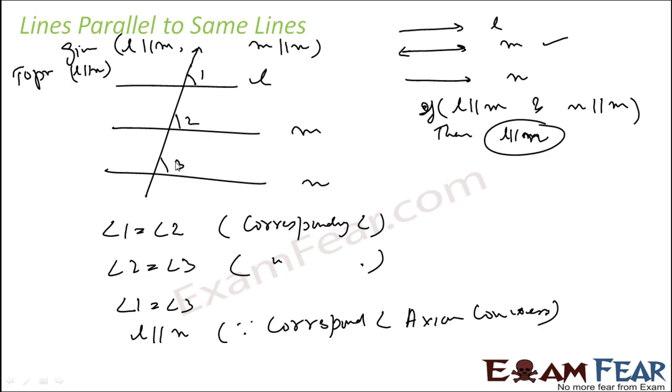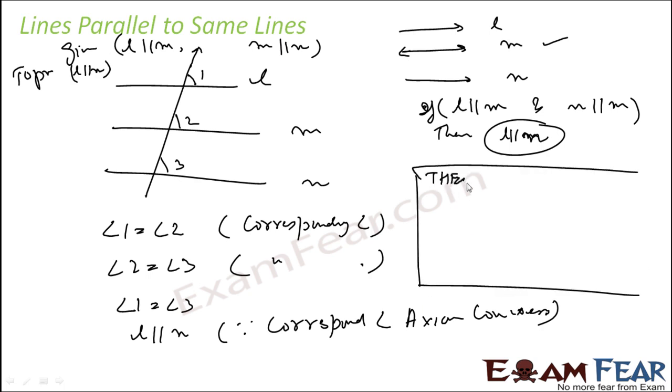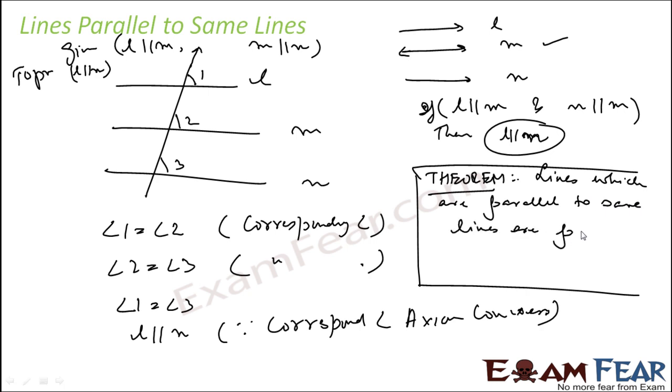Since we have proved this, this is a theorem. Whatever I showed, this is the theorem. This is not an axiom, this is a theorem now because I have proved it. Lines which are parallel to the same line are parallel to each other. And this is true even for more than 3 lines.